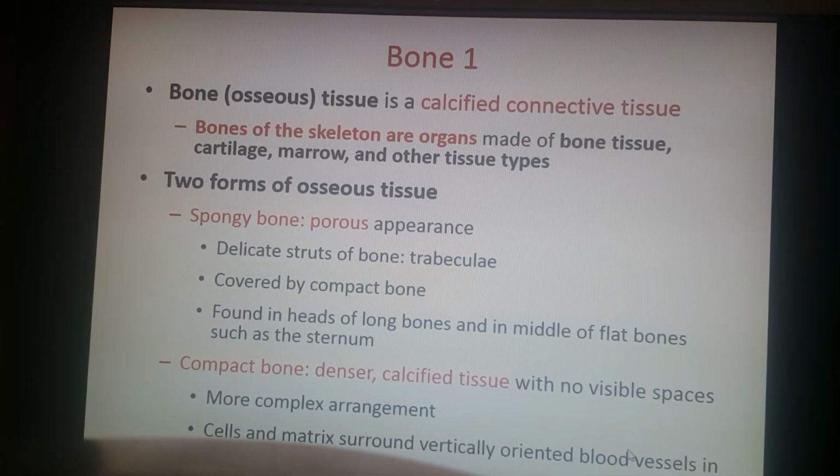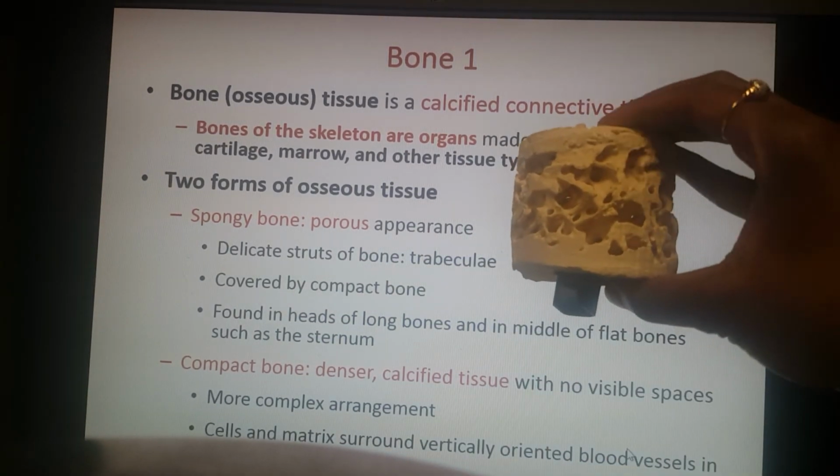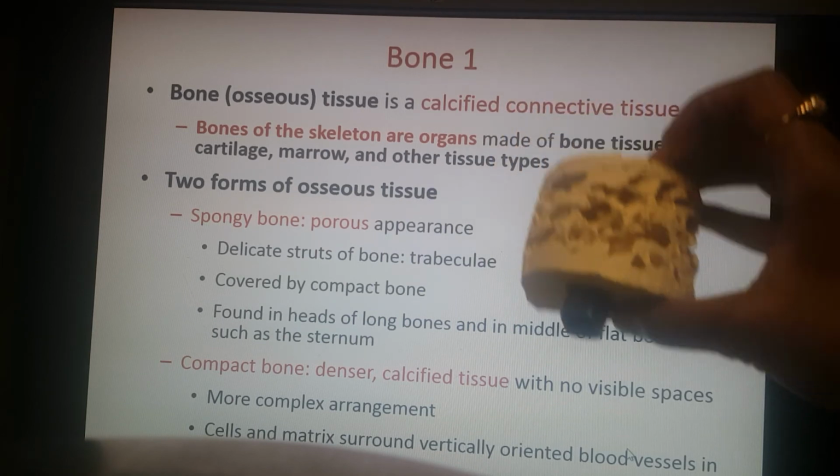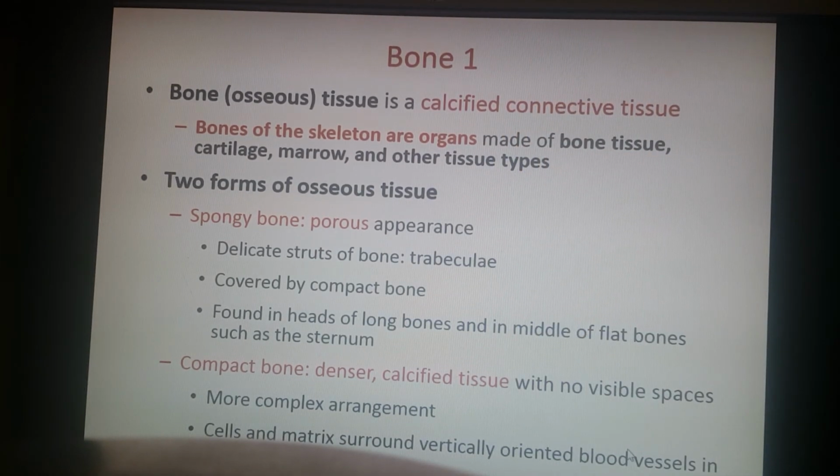The other type of bone is compact bone. On the outside of your spongy bone, it's a denser calcified tissue, very compact, with no spaces in between, and more complex in its arrangement. The cells and the matrix surround the blood vessels as well as nerves in, for example, your long bones.